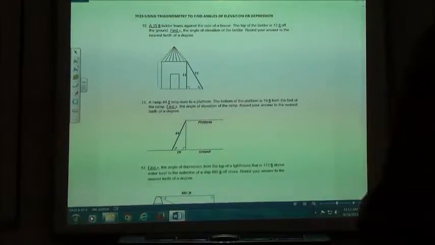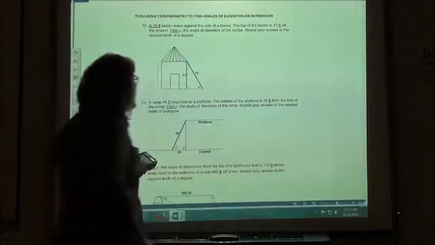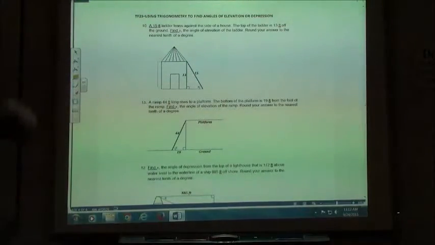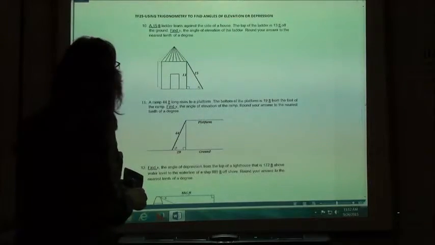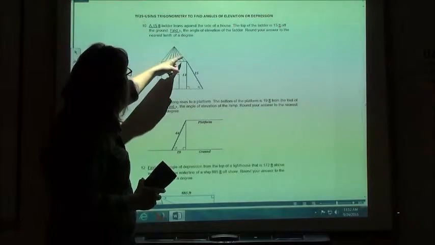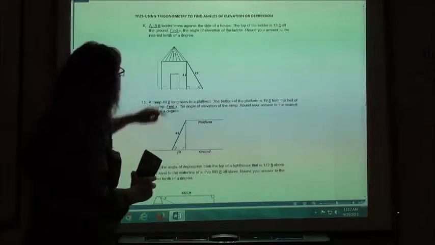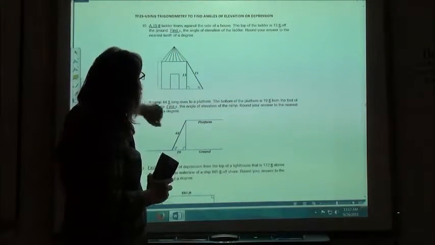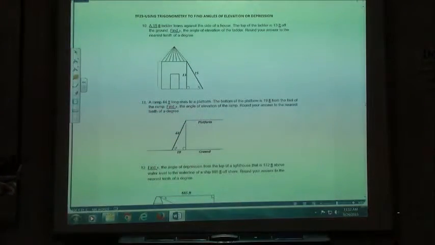10, 11, and 12, we're using trigonometry to find angles of elevation or depression. So again, we're doing the exact same thing we did on a previous problem, but now we're applying it to a real-life application problem. We have a 15-foot ladder leaning against the side of the house. The top of the ladder is 13 feet off the ground. We want to find the angle of elevation, and again, they've got that all labeled for you.